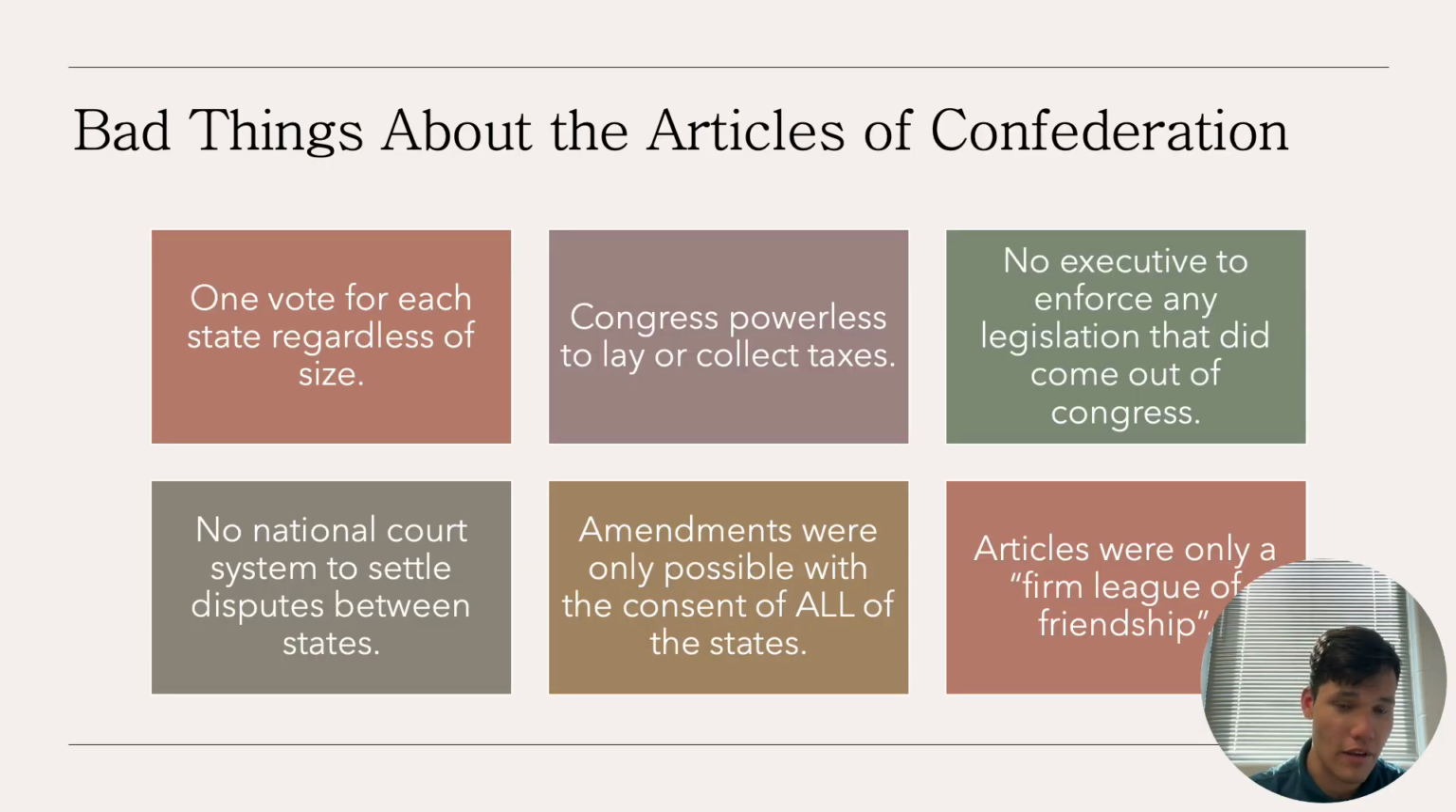All right, so we have reached the bad things about the Articles of Confederation. Let's take a look at the challenges they faced. Each state, regardless of its size, had only one vote. Congress lacked the power to collect taxes. There was no executive branch to enforce laws and no national court system to resolve disputes. Amendments required the consent of all the states, and the Articles could only form a firm league of friendship, which wasn't enough to unify the nation. That's pretty much all the bad things on this PowerPoint.